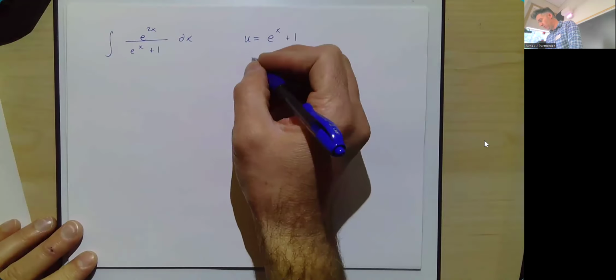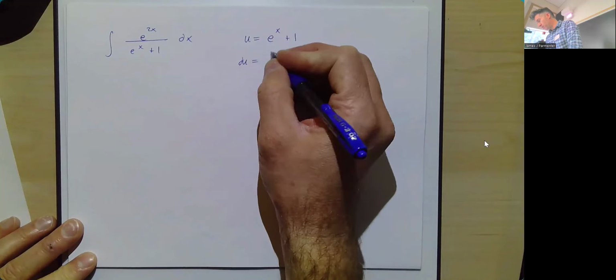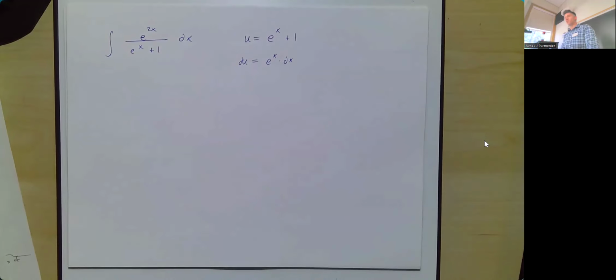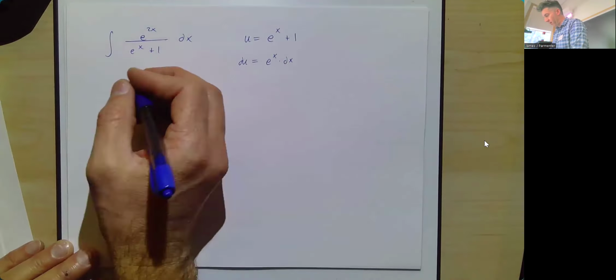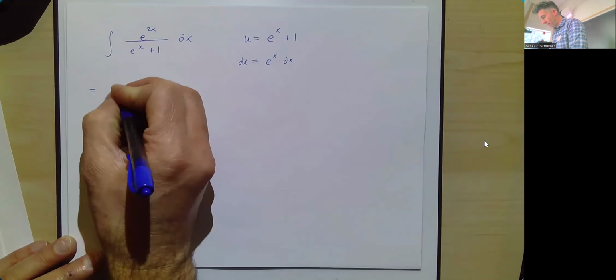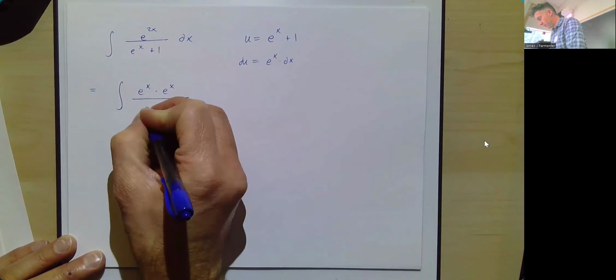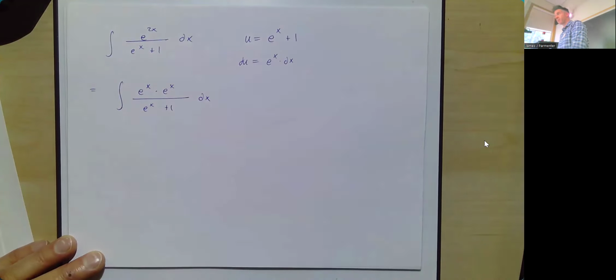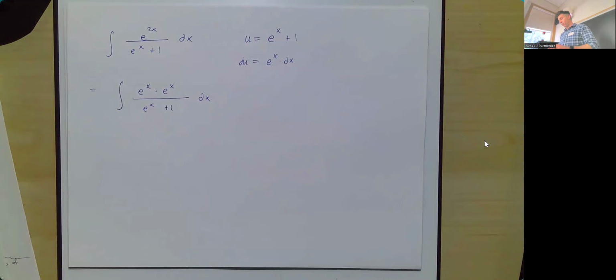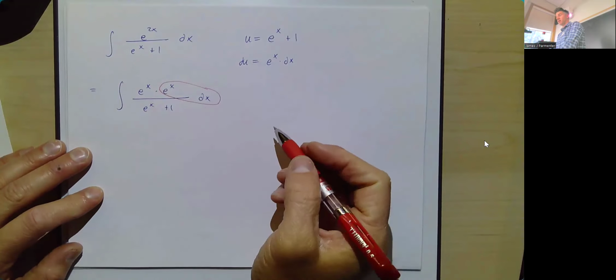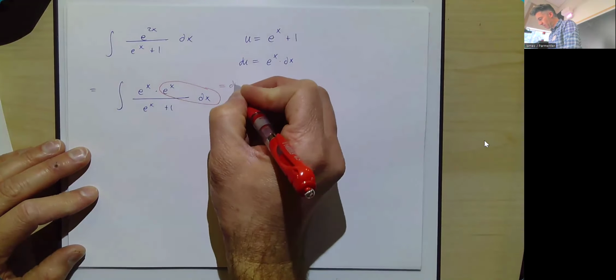So then we're going to find our du. Our du is the derivative of e to the x times dx, which is e to the x dx. The derivative of 1 is 0. And then I'm going to notice that I do actually have that. If I am careful here, I can rewrite the top as e to the x times e to the x over e to the x plus 1 dx. And then one of those e to the x's I can group with my dx and say, oh, great, there's e to the x times dx, and that's equal to du.